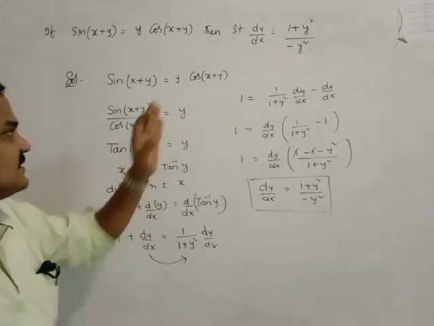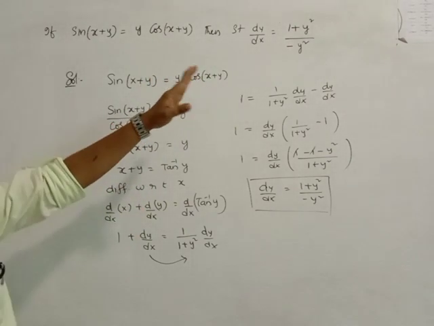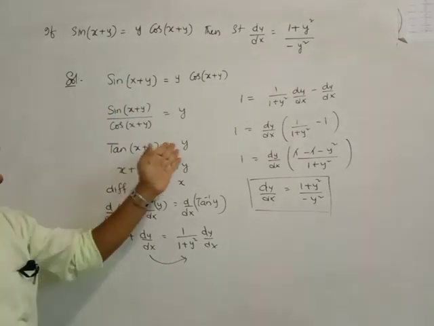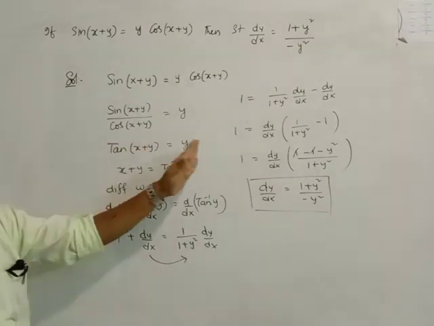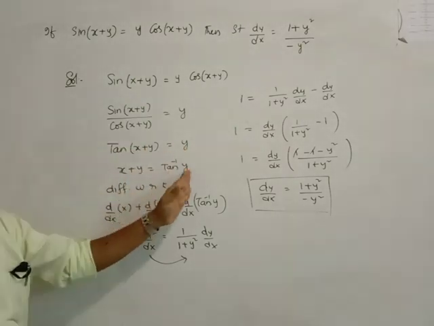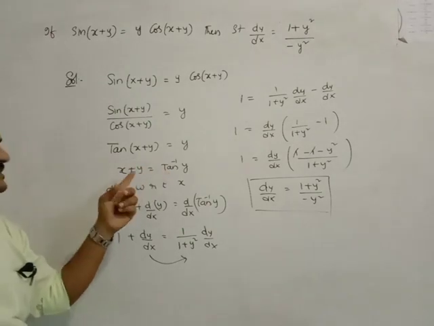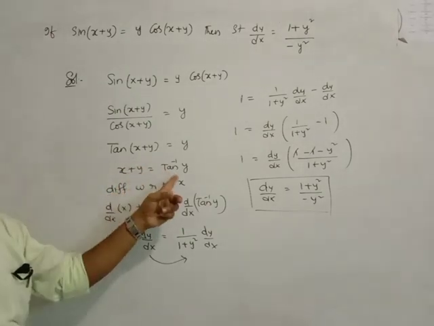Simply remember that first of all, bring the RHS side cos function to the denominator. Then it is converted into tan of x plus y is equal to y. After that, this tan goes to that side: x plus y is equal to tan inverse of y. Here clearly this is the combination of three functions. One is x, one is y, and one is tan inverse y.